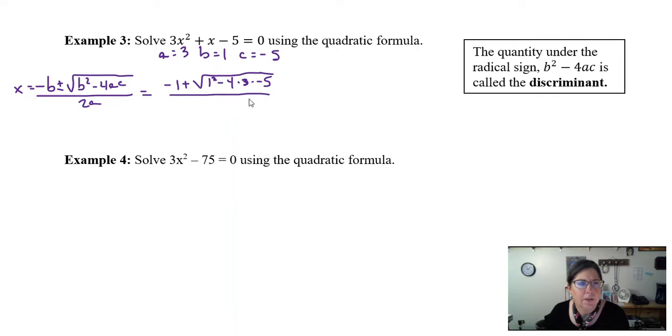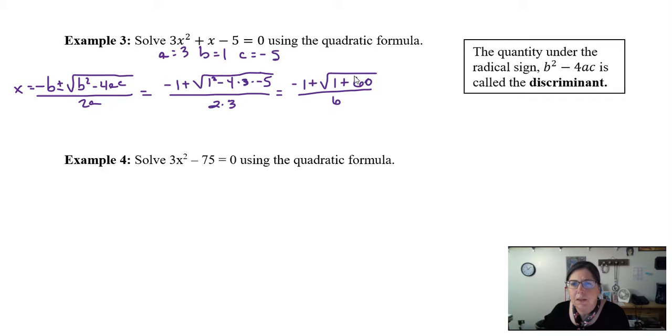And this is all being divided by 2 times a, which is 3 in our case. So negative 1 plus 1 squared is 1. Negative times positive is a negative. Negative times a negative is a positive. 4 times 3 is 12. 12 times 5 is 60. 2 times 3 is 6.